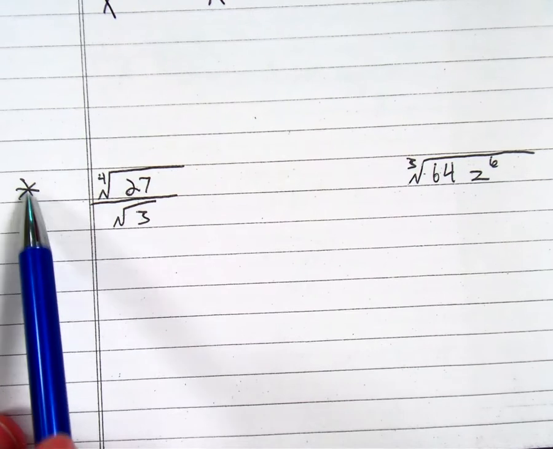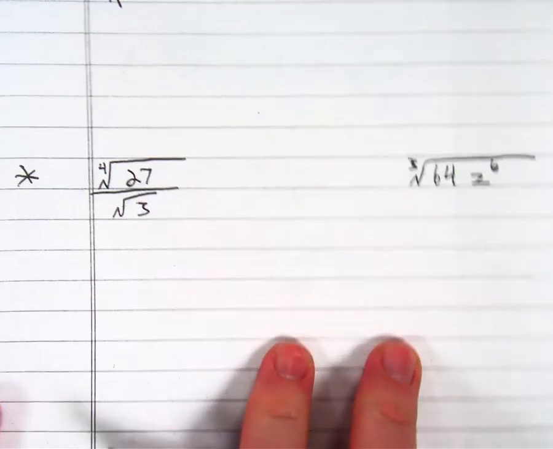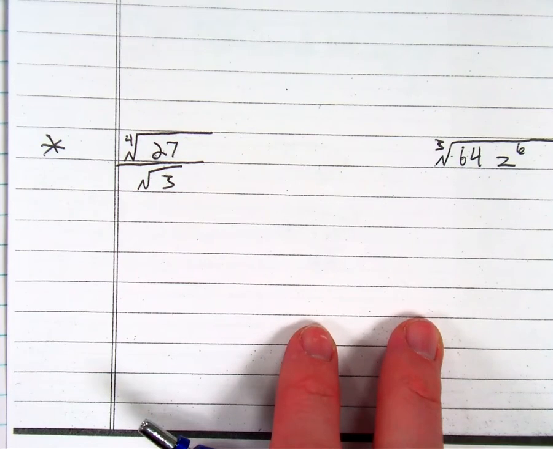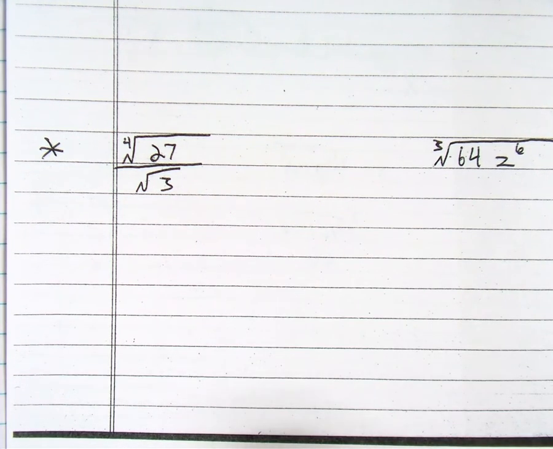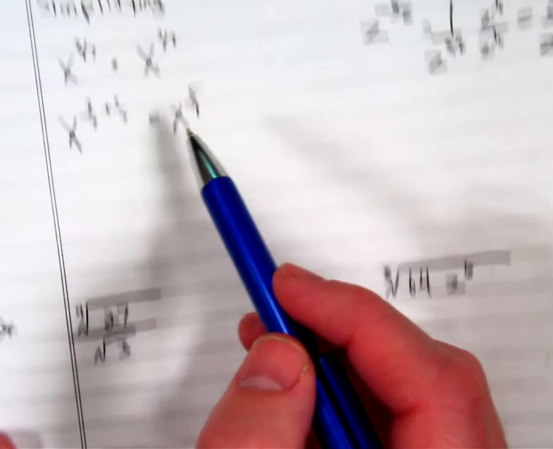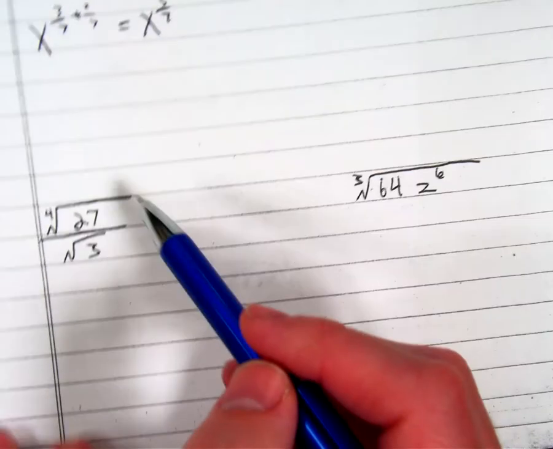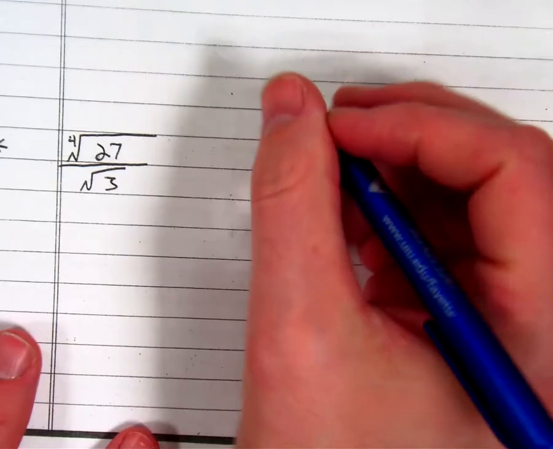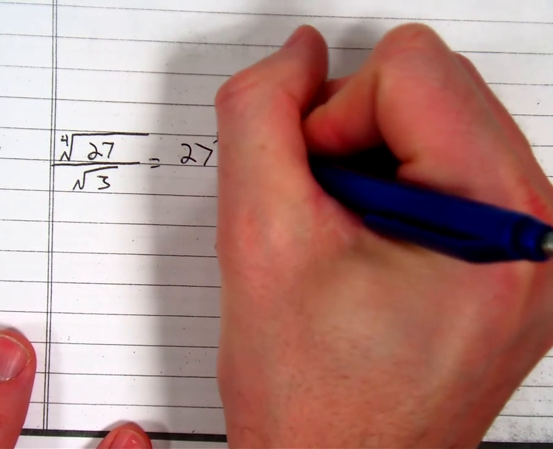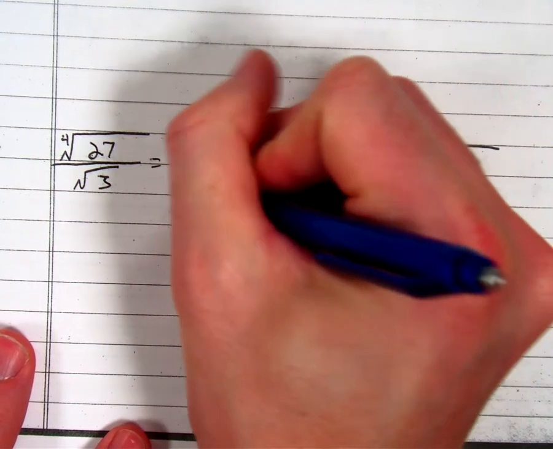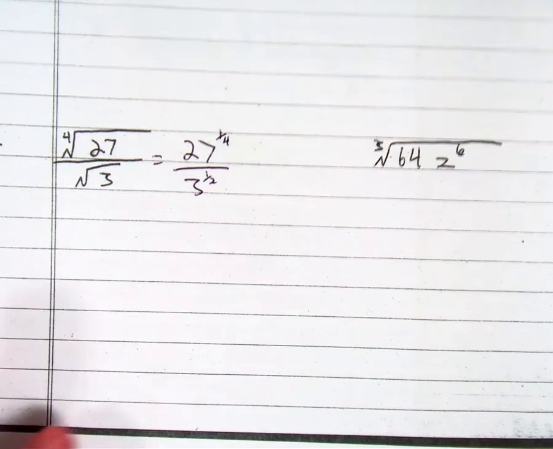Okay, last two problems. Got a little star by this one. This one might be the toughest one of the day. So, just like up here when we were multiplying, we get to add. Down here when we're dividing, we get to subtract. So this is 27 to the 1/4, and this is 3 to the 1/2.